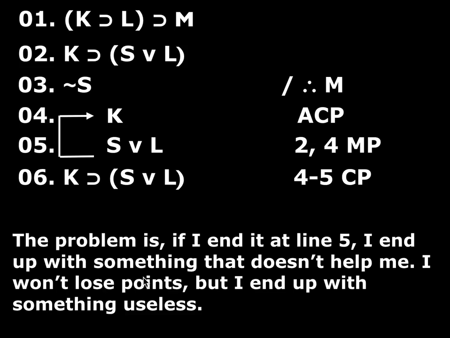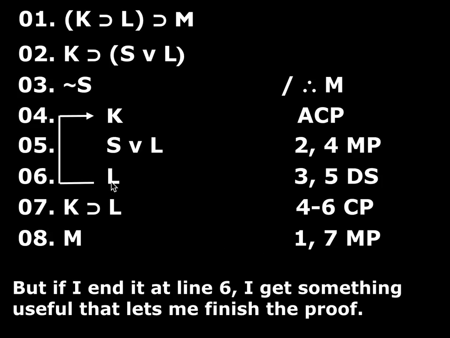Why didn't I do that? Well, the reason I didn't end it on line 5 isn't because that would have been a mistake. The reason is that if I ended it on line 5, I would have gotten a statement that wouldn't help me. If K then S or L doesn't help me at all move my proof forward. In fact, this statement is already here on line 2, so it's completely pointless. The reason that I decided to wait and end it with L is that if I ended it on line 6, I get something that was helpful.